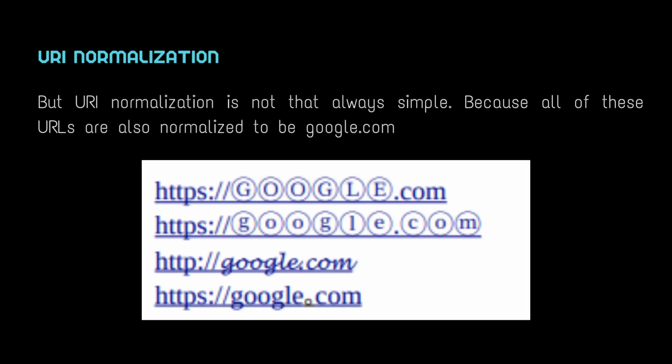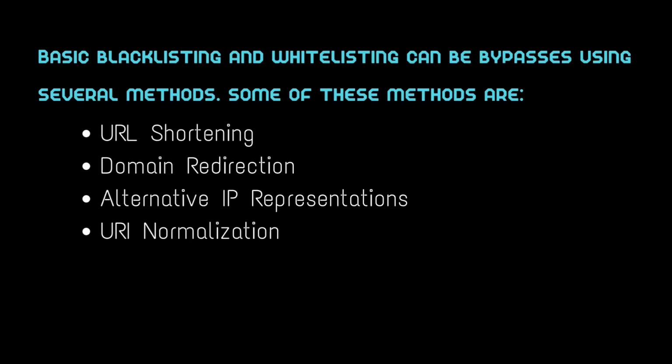But URI normalization is not always that simple, because all of these URLs are also normalized to be google.com. So in summary, URI normalization converts all characters to lowercase and also converts some of the Unicode characters to their equivalent alphabet ones.